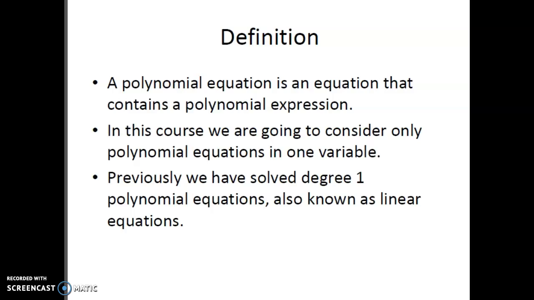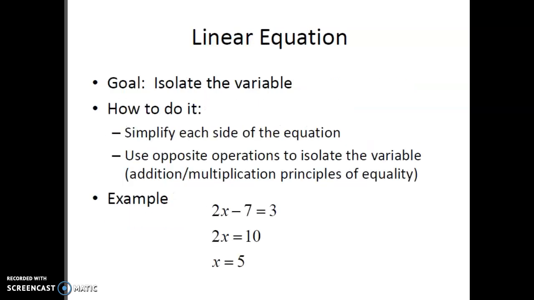Now, before we've solved polynomial equations, those were degree 1 equations, also known as linear equations. So let's talk about what we had done for linear equations. Our goal was to isolate the variable. We did that by simplifying each side of the equation, so that means using the distributive property and then combining like terms, and then we used opposite operations to isolate the variable on one side of the equal sign. Those are the addition or the multiplication principles of equality.